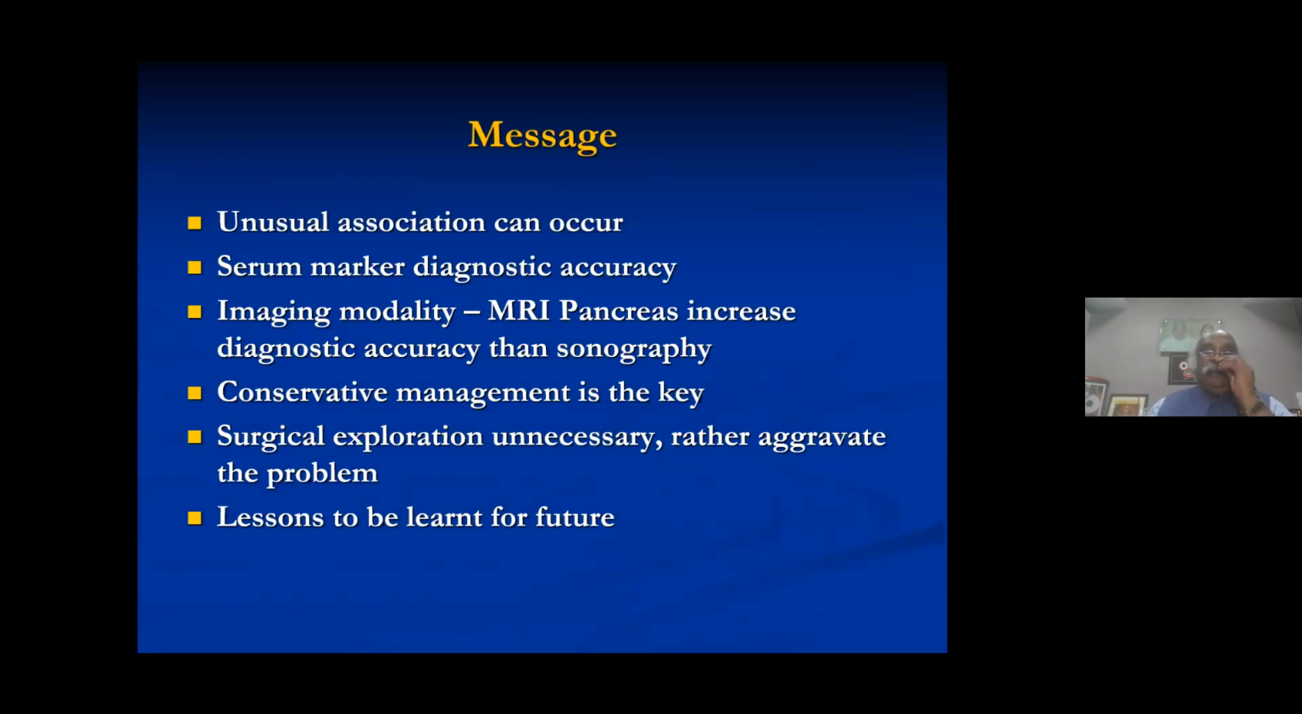The message here: unusual association can occur. Serum markers, lipase and amylase, are diagnostic of acute pancreatitis. Among imaging modalities, MRI of the pancreas increases diagnostic accuracy compared with sonography. Conservative management is the key. Surgical exploration is unnecessary and rather aggravates the problem, and lessons are to be learned for the future. This is one case where acute pancreatitis, a medical condition, can affect patients particularly in the peripartum period, and that can give rise to the features of shock.